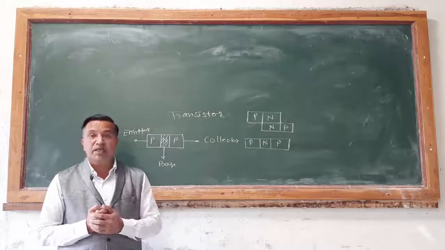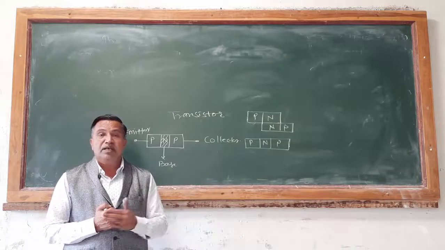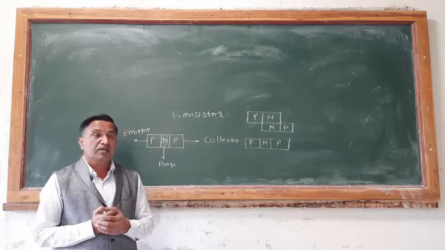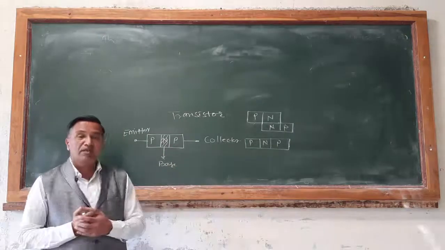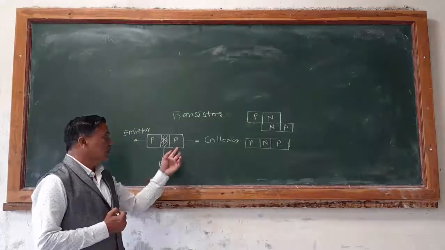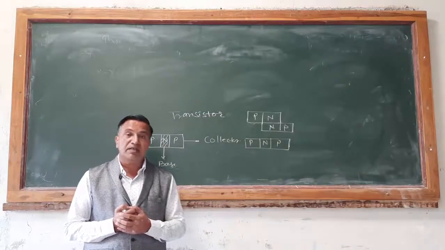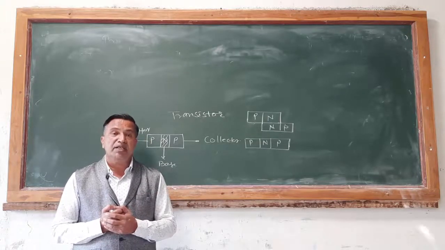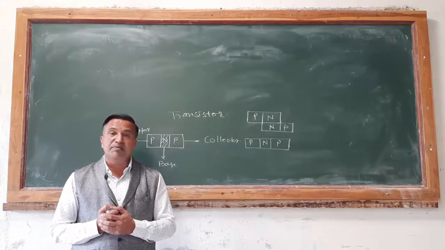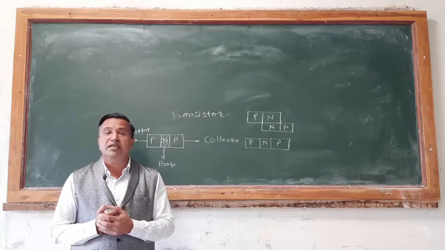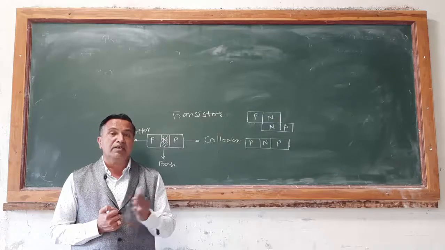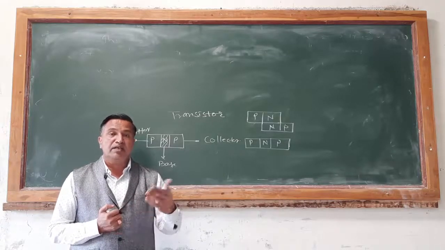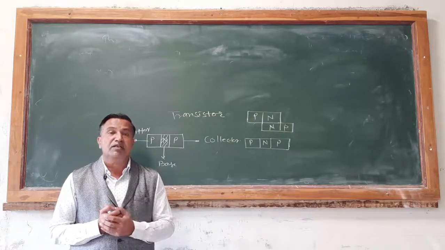The main function of the base is to oppose the electrons generated in the emitter region and coming to the collector region. That particular region is called the base region. The third region is called the collector region. The doping concentration of the collector is less than that of the emitter, and its size is greater than that of the emitter and the base. The main function of the collector is to collect the electrons generated in the emitter region that cross the base region and come to the collector region.